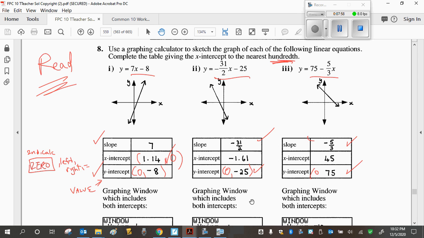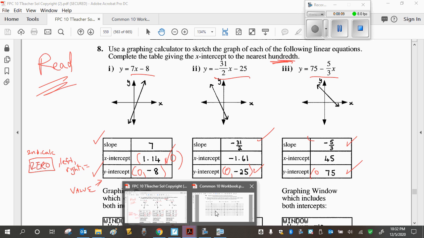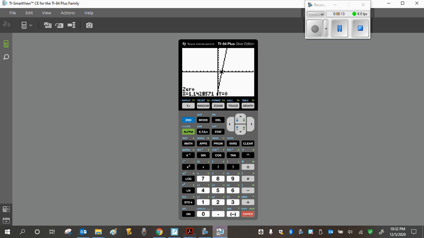And now we're going to change some windows for this one. Y equals negative 31 halves x subtract 25. So let's just do it on normal window setting from negative 10 to 10. There's my graphing calculator. I will put in y equals negative. I almost put subtract. Look up, if I put negative 31x, if I put a subtraction sign and graph, it will give me an error.